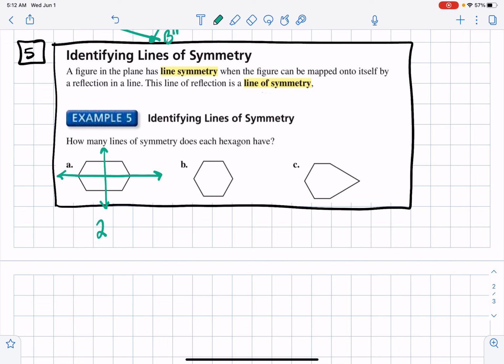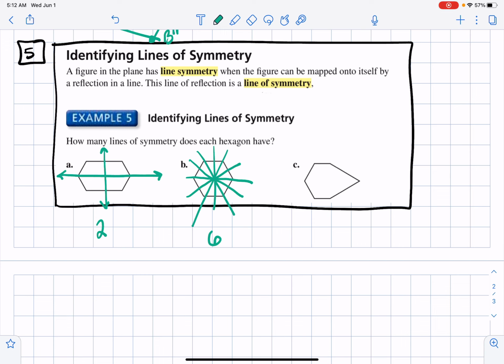Okay, a hexagon, if I draw the sort of diagonals here, that would be 1, then 2, and then 3. So this one looks like it has 3, but there's actually more because since it's a regular hexagon, I can go here 4, 5, and 6. So this guy would have 6 lines of symmetry, because on any one of those lines, if I fold the hexagon over on itself, it would map to itself.